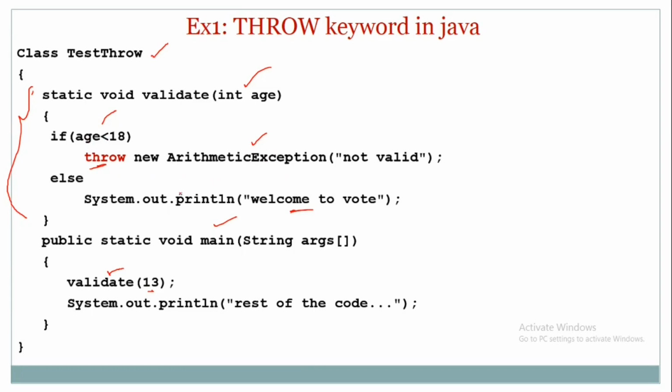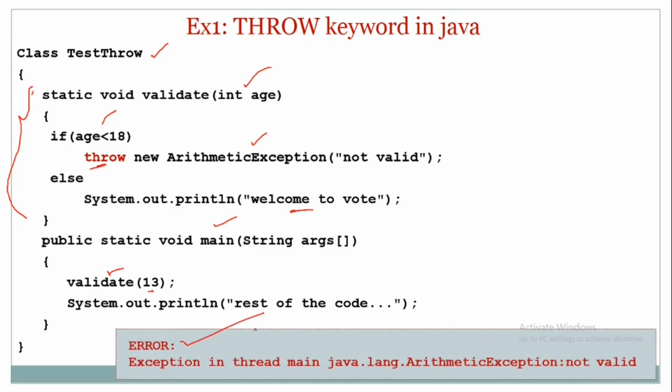When the arithmetic exception is thrown, we have not handled that exception, and that's the reason the program gets terminated and displays an error message. Because we have manually thrown an arithmetic exception but have not handled it, the rest of the code is not executed. What is the error message? Exception in thread main java.lang.ArithmeticException: not valid. This program demonstrates the use of the throw keyword in Java.